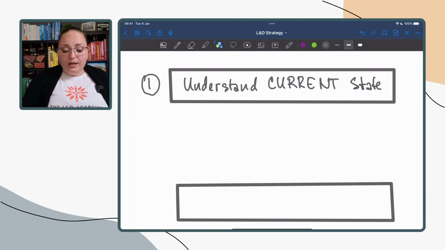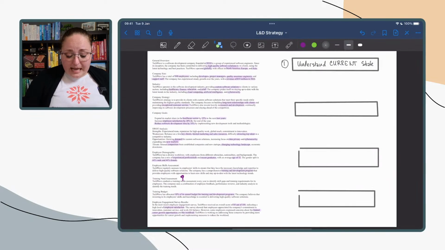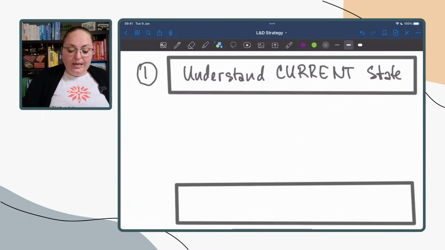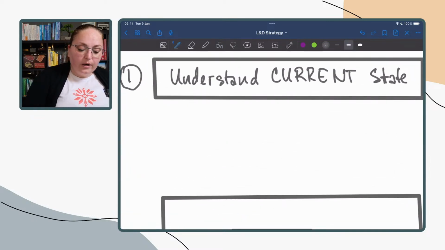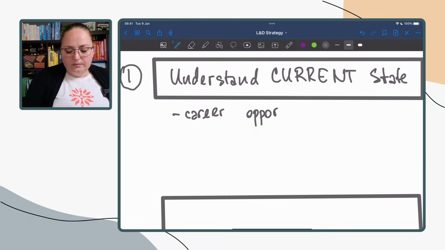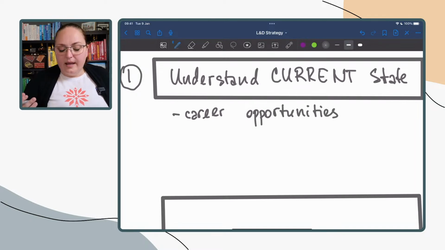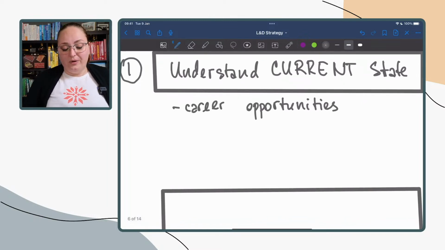So if we look at our example here, one thing that we know for certain is that we need to have more career opportunities. I actually have very nice handwriting. I don't know why it doesn't translate when I type or when I write on my iPad, so I apologize for that. So we need more career opportunities.